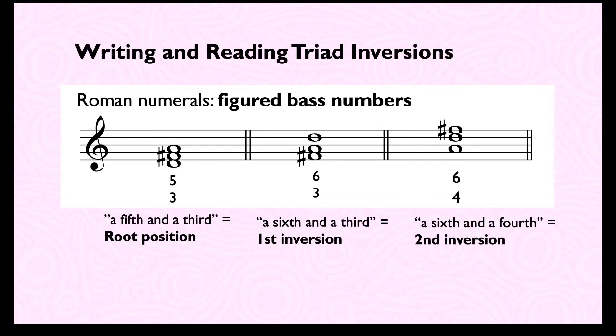That's all you really need to know about how to use figured bass to identify inversions of triads. But because I like to explain things unnecessarily, I'll just tell you that the numbers are a shorthand for pitches above the lowest note. 5/3 literally means a fifth and a third above the bass note.